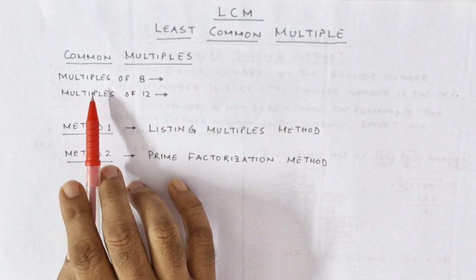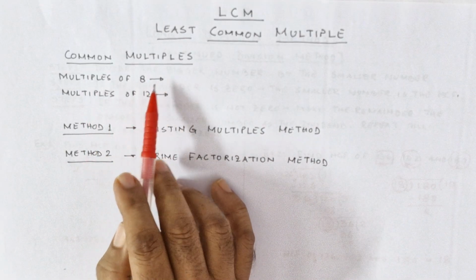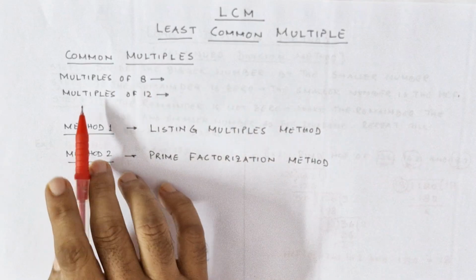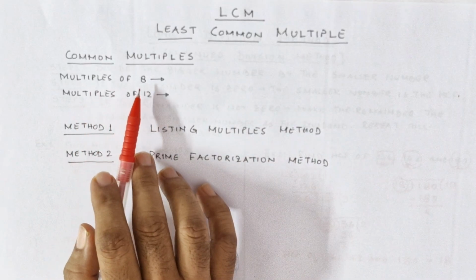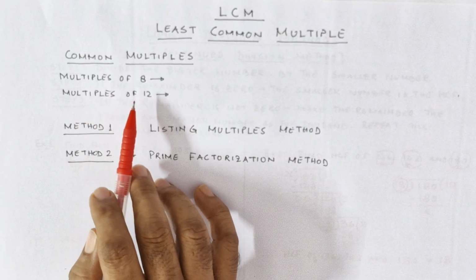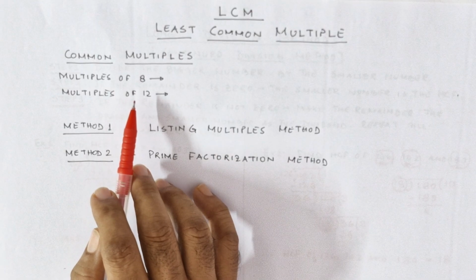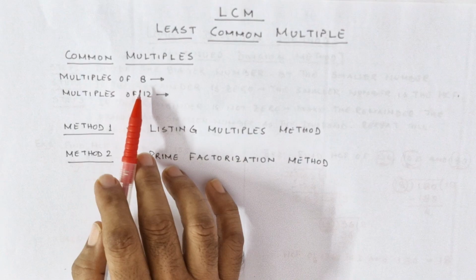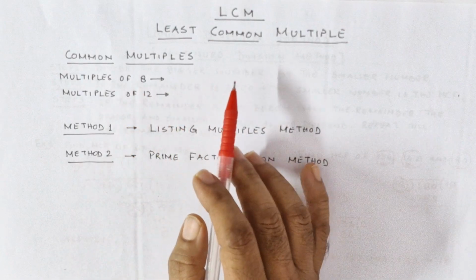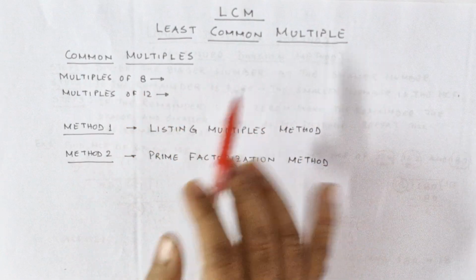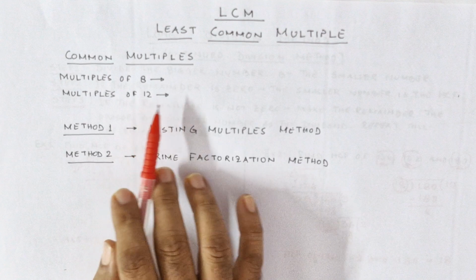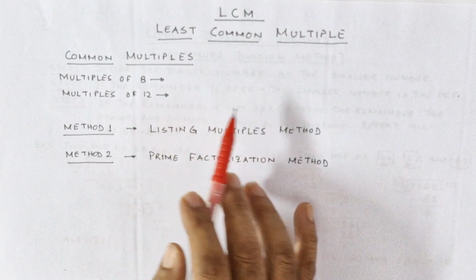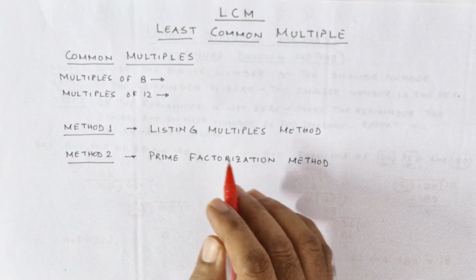So let's take two numbers, 8 and 12, and we'll try to find out the multiples of 8 and 12 respectively. Now in previous lectures, you know that multiples of 8 is nothing but its table, right? So 8 ones are, 8 twos are, 8 threes are, and so on. And multiples of 12 is also the table of 12. So 12 ones are, 12 twos are, and so on. So let's write them down.